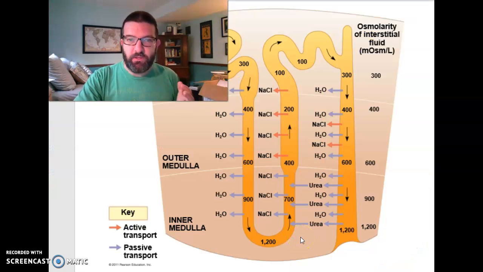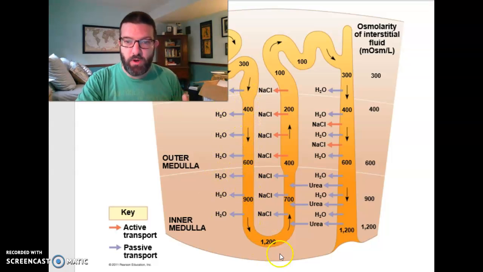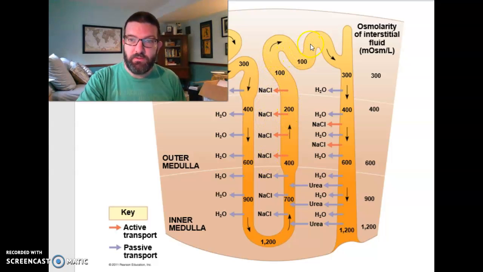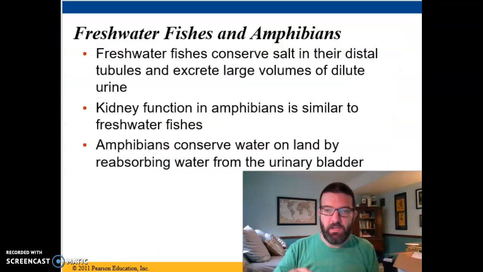And here's a specific look at the osmolarity of your filtrate as it moves down. Right, it's going to become more concentrated as you move down to the medulla because you've lost a bunch of water. And then as it comes up, it's going to become less concentrated because you're pumping sodium out. And it becomes less concentrated up here. Then we reabsorb some more water and it becomes more concentrated down here.